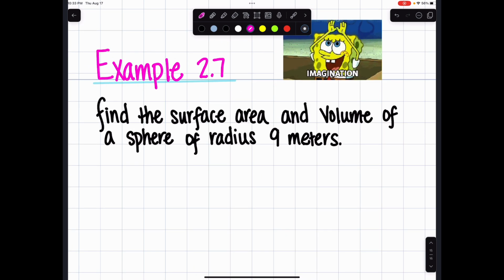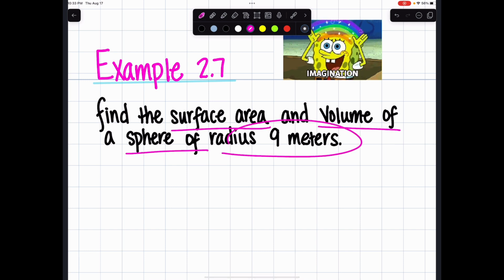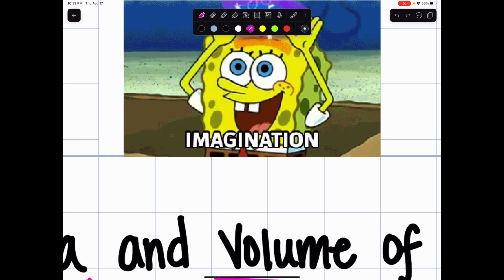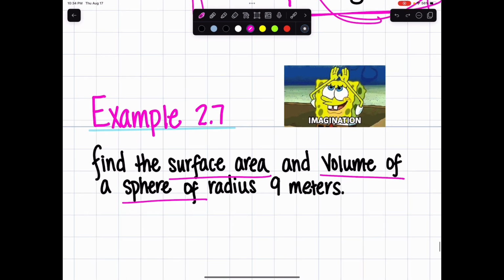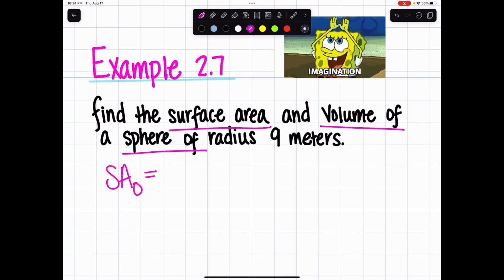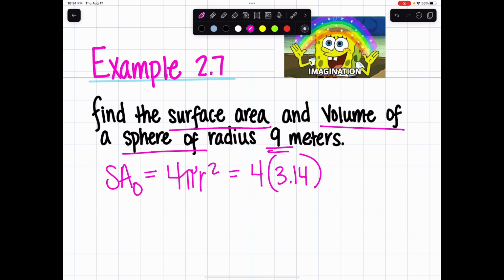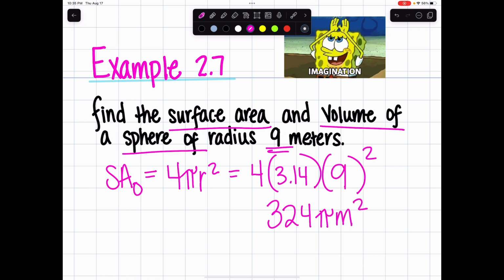An example, 2.7. Find the surface area and the volume of a sphere if it has a radius of 9 meters. Now, they don't show us any sort of picture, so we have to use our imagination like SpongeBob. But that's okay, because we know the formulas. 4 pi r squared. It's like the grapefruit that you cut into 4 pieces. They tell us the radius is 9 meters, so it's 9 squared. Just do the math on that, and you will get the right answer, which is 324 pi meters squared. It's squared because it's surface area.